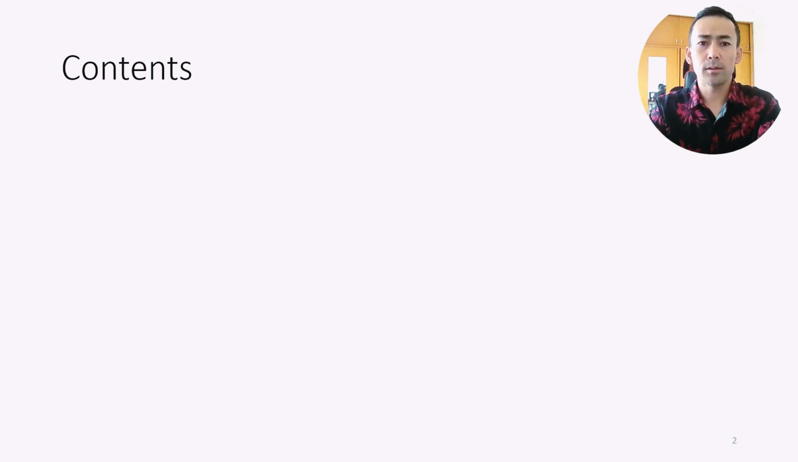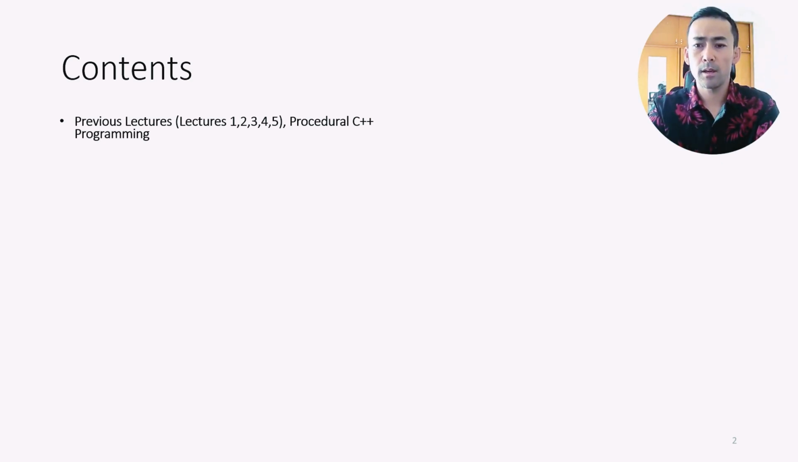Okay, let's do a review of the previous lectures. In the previous lectures, we talked about procedural C++ programming. We say that we follow steps and definite processes, where we write header files and source files, declare variables, then define them, define functions, and finally we make code.